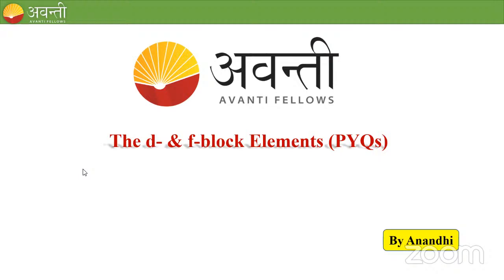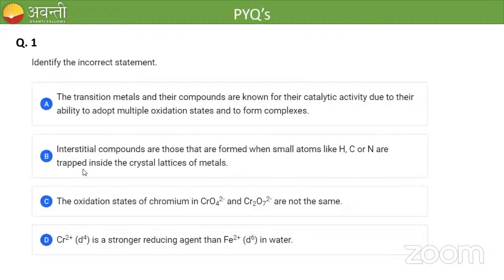Okay, so we'll continue with the previous year's questions discussion of JEE and NEET today also. Keep a notebook and a pen with you to solve the questions. Let's go with the first. The first question for today is: identify the incorrect statement. Statements are given to us, and we have to find the incorrect one. Take 1 minute to solve this question and give me the answer in the chat box.